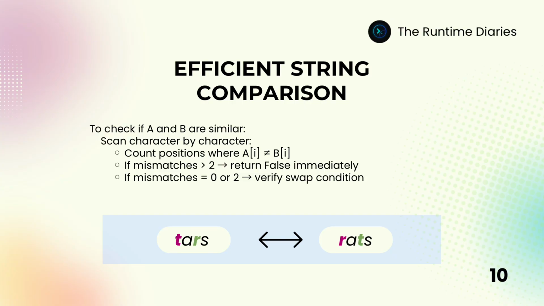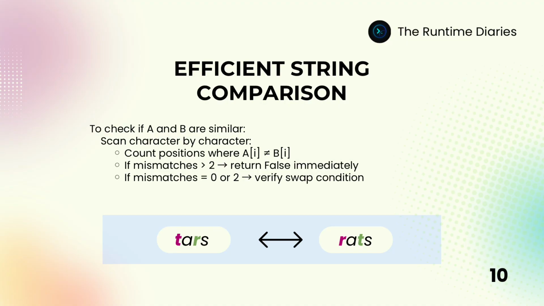Even though we can't avoid checking many pairs, we can make each individual comparison as fast as possible. Here's how to check if 2 strings A and B are similar. Loop through the characters one by one. Keep a counter for how many positions differ. If the mismatch count exceeds 2, stop immediately and return false. There's no point checking the rest of the string. You already know they're not similar. If you reach the end and the mismatch count is 0, they're identical. Return true. If the mismatch count is exactly 2, verify the swap condition.